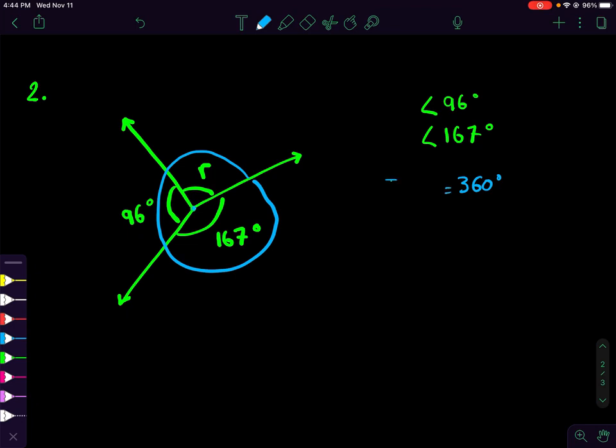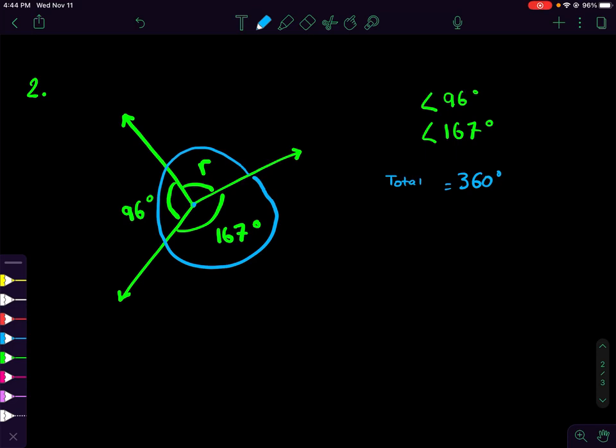Okay, so I write the total, which also includes R, right? But we're missing the angle R, and that's what the question is asking for. How do we find that out? Same idea. 96 degrees plus 167 degrees. What do we get from it? You just do the calculation very simply.